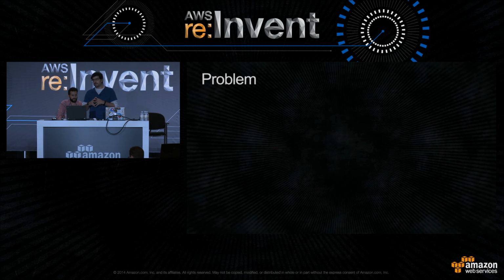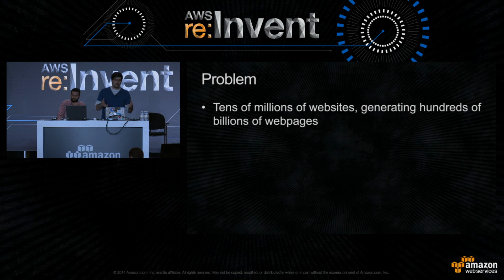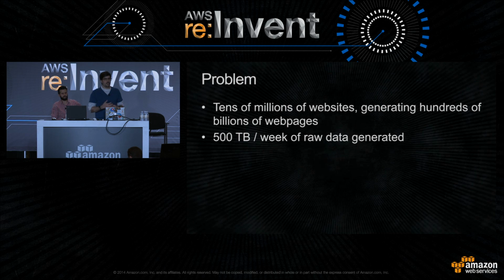So basically, we have a very large-scale crawling process where at least once a week we're hitting tens of millions of websites and capturing the HTML content of these websites. And this generates hundreds of billions of web pages. That amount of data is pretty insane to handle. It's about 500 terabytes per week of raw data that we generate and have to process and parse. And for a while, we were trying to work with databases, and it really wasn't working out very well.